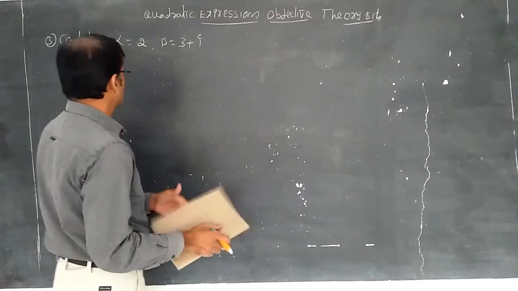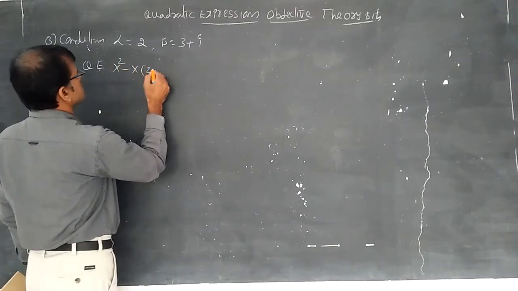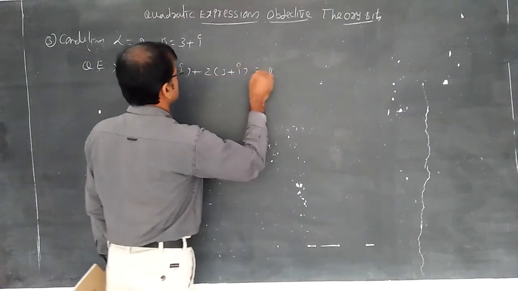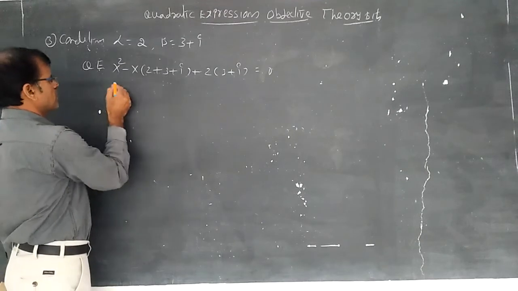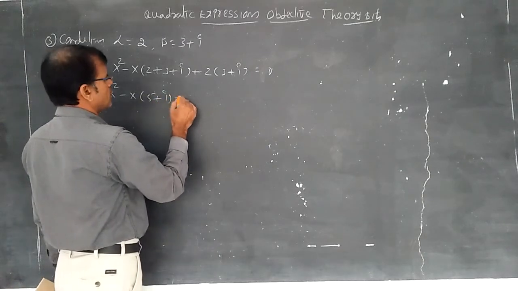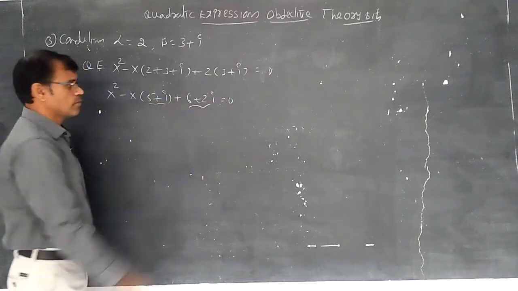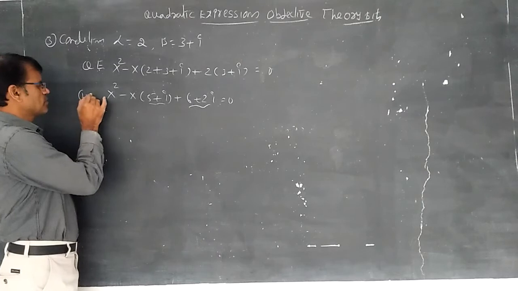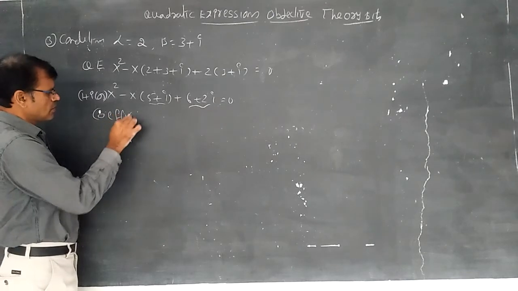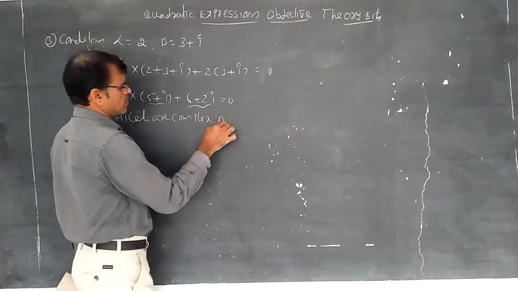Then the coefficients of the equation. Now we prepare the quadratic equation: x square minus x into (alpha plus beta) plus alpha beta is equal to 0. What can you say? This became a complex number. x square minus x into (5 plus i plus 2), which is 7 plus i, plus 2 into (3 plus i), which is 6 plus 2i, equal to 0. This became complex, and of course this also became complex. So the coefficients are complex numbers.